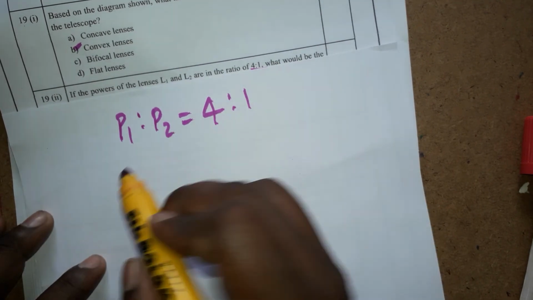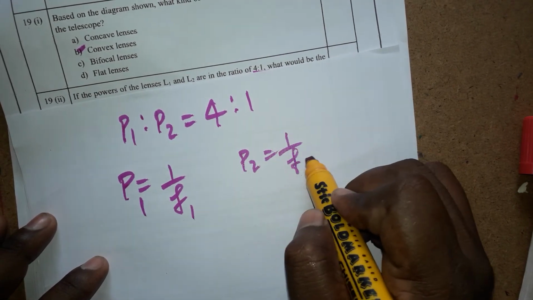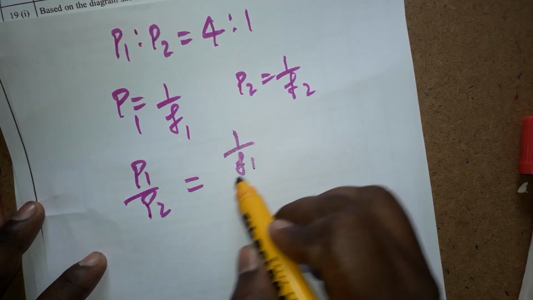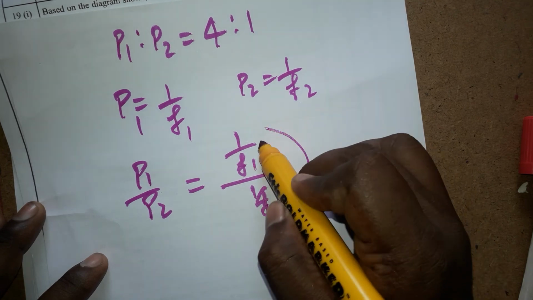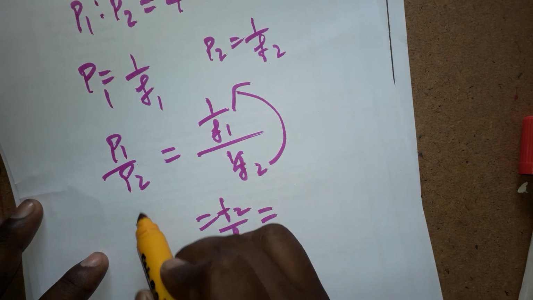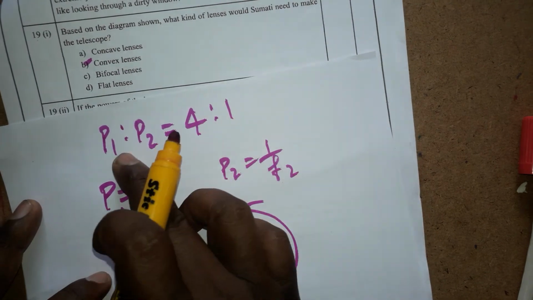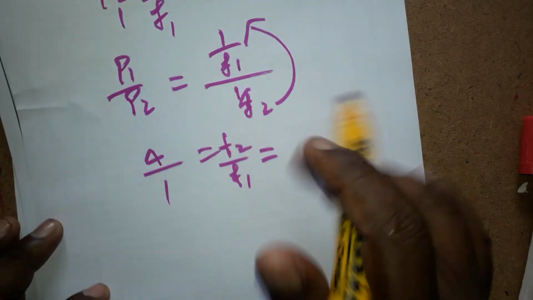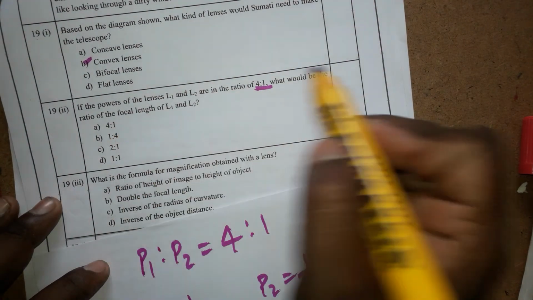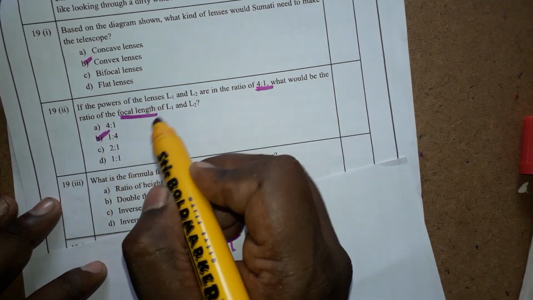They asked what the focal length ratio is. Power is inversely proportional to focal length. Power 1 equals 1 divided by focal length 1, power 2 equals 1 divided by focal length 2. So power 1 divided by power 2 is equal to f2 divided by f1. We got this ratio as 4:1, so power 1 is 4, power 2 is 1. Opposite to this is a 1:4 ratio, because power is inversely proportional to focal length. So if power is 4:1, the focal lengths will be 1:4.